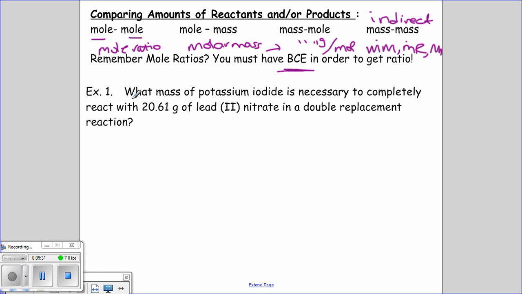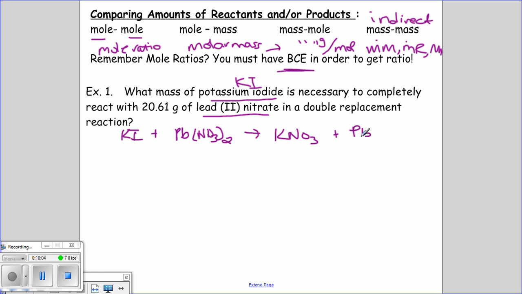So for example, we've got: what mass of potassium iodide, KI, is necessary to completely react with 20.61 grams of lead(II) nitrate in a double replacement reaction? So it's telling you what kind of reaction we have here. We know that potassium iodide reacts with lead(II) nitrate. Lead is Pb, nitrate, NO3 with a 1 minus, and lead is a 2 plus when you put a 2 down here. It's going to do a double replacement reaction. So KNO3 is a product and lead(II) iodide. This is our precipitate here, and that's not a question here. Just know that an iodide is usually going to be insoluble with lead.